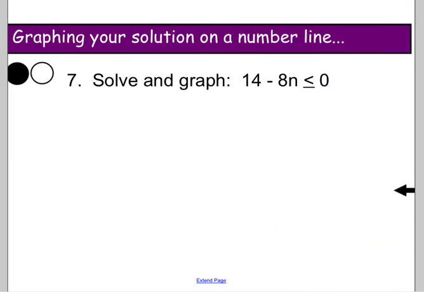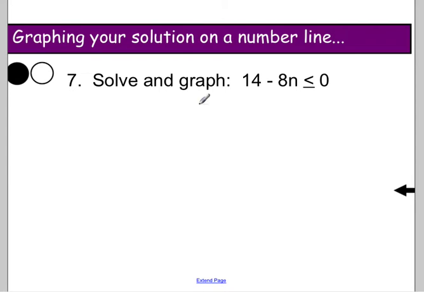All right, moving on, example 7. I would think number 7 would be a great problem for you to pause the video and try on your own, and then make sure you graph your solution on a number line. So pause the video, try example 7, and when you come back, we'll go over number 7.